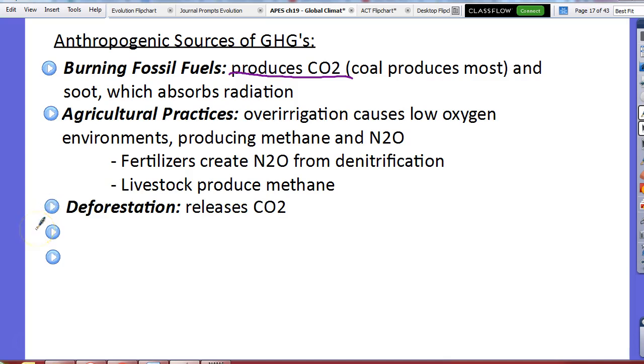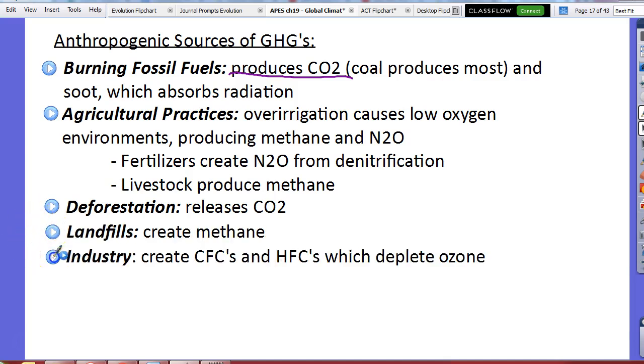So deforestation releases CO2. You guys know that. Cutting down trees releases CO2. Landfills create methane. And then industry creates those CFCs, chlorofluorocarbons, and HFCs, which are detrimental to the ozone layer.